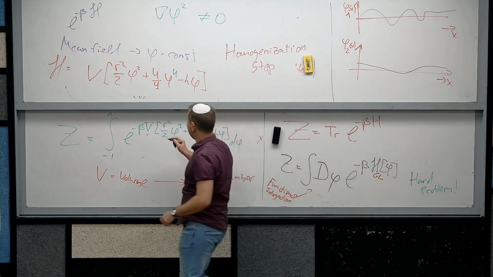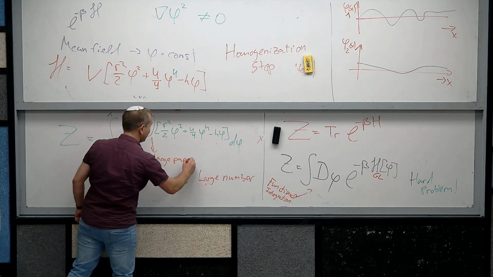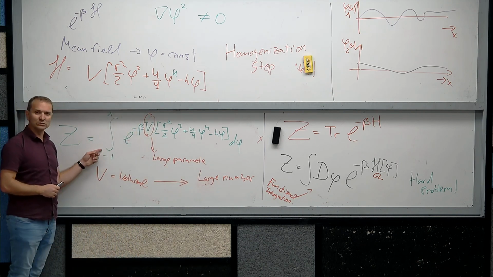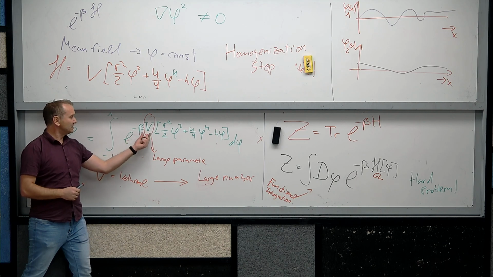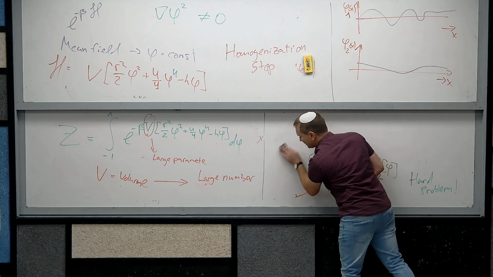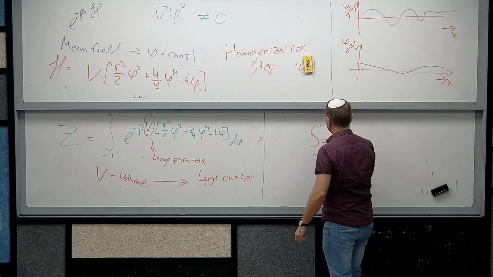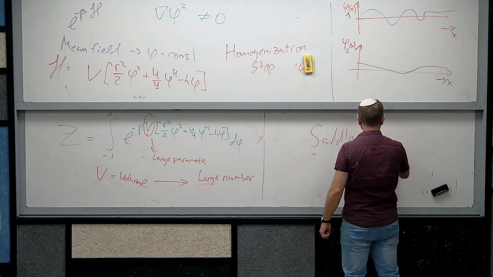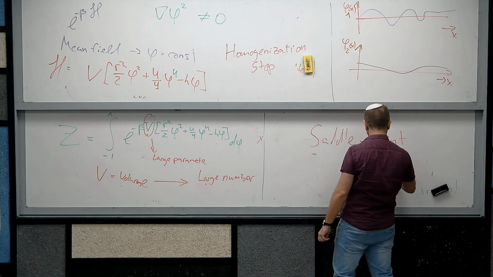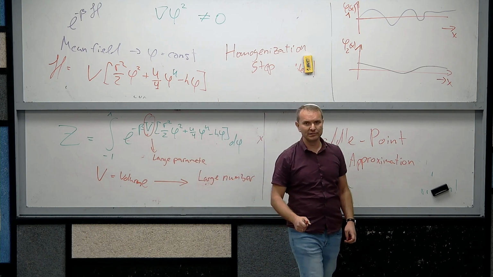And the moment that I have a large parameter over here, there is a very nice technique for solving integrals which are e to the minus something big multiplied by a function. This technique is called the saddle point approximation. It won't work when you don't have a large parameter over here.